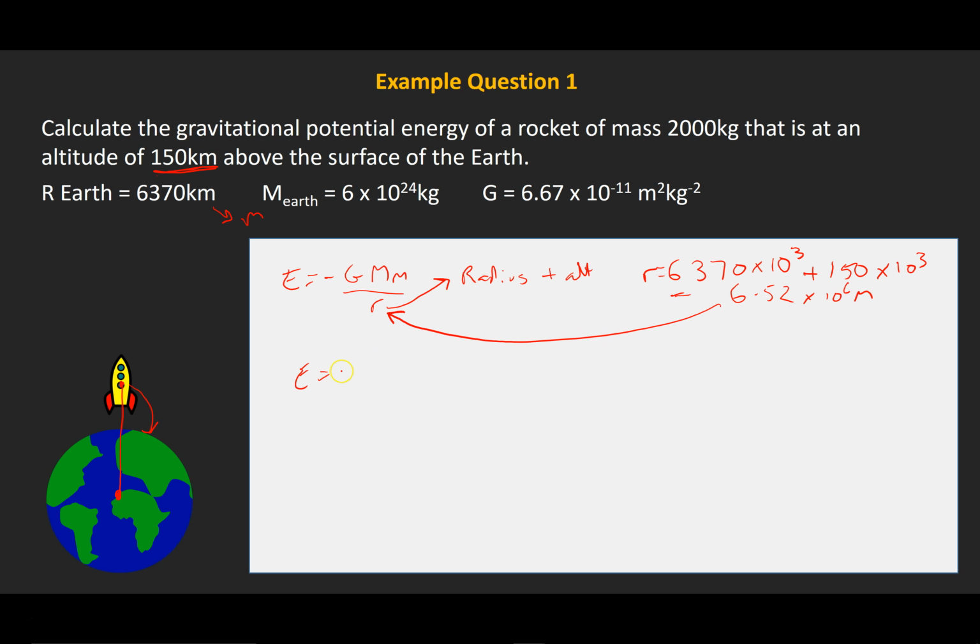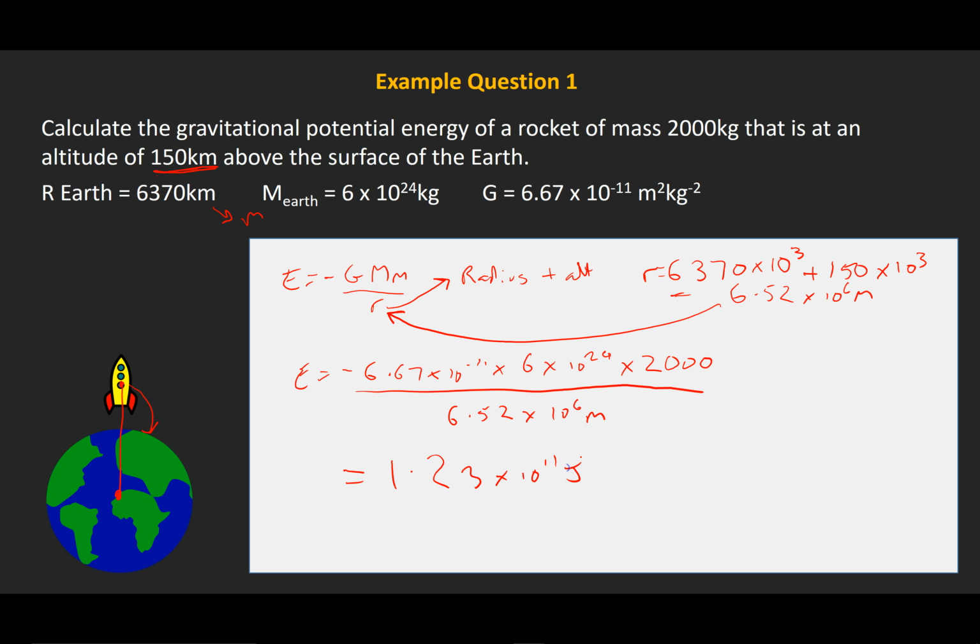E is equal to minus 6.67 times 10 to the minus 11 times the mass of the planet, which in this case is 6 times 10 to the 24, times the mass of my rocket, which is 2,000 kilograms, divided by the radius that I calculated earlier, 6.52 times 10 to the 6 metres. And when I plug that into my calculator, I get a gravitational potential energy of 1.23 times 10 to the 11 joules.